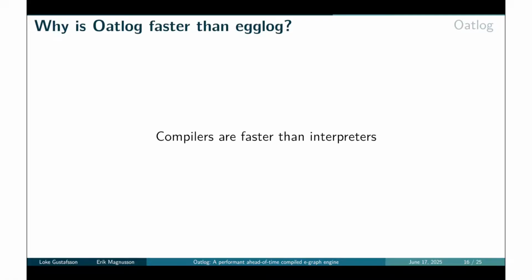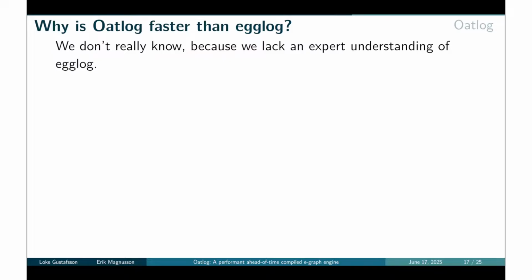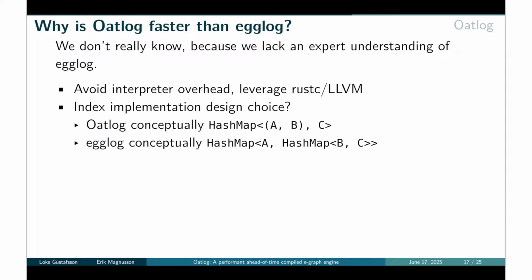One might think that compilers are just inherently faster than interpreters, but it is not that simple. We don't really know because we lack an expert understanding of egglog, but we can identify a combination of plausible factors. First, Oatlog both avoids interpreter overhead at runtime and sends along more specific code to LLVM, which is easier to compile compared to generic interpreter source code.